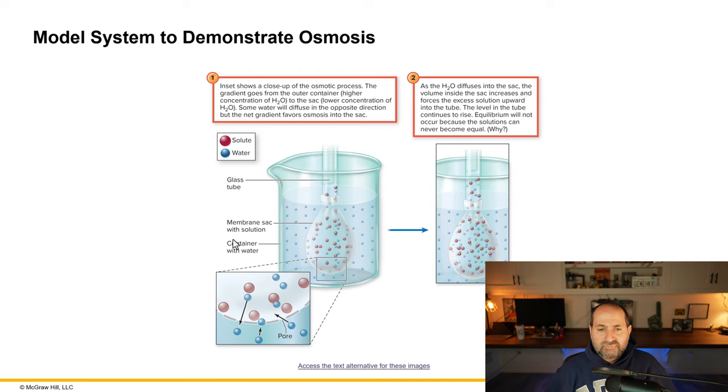Tonicity problems are osmosis problems. It's water which is crossing the membrane into the cell, out of the cell, or having no net flow in or out of the cell.